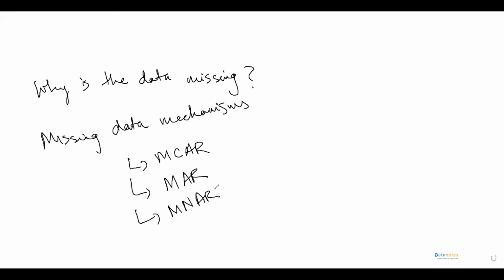So depending on the mechanism by which missing values occur, we may choose different missing data imputation methods. These are the main three mechanisms: missing completely at random, missing at random, and missing not at random. So after understanding this, we can proceed ahead with the missing value imputation techniques. The first one that we'll discuss is the complete case analysis, which we can use for both numerical as well as categorical data.